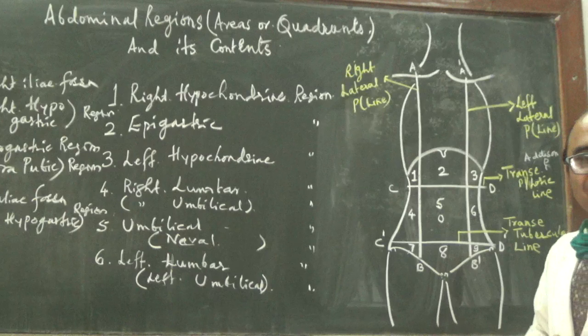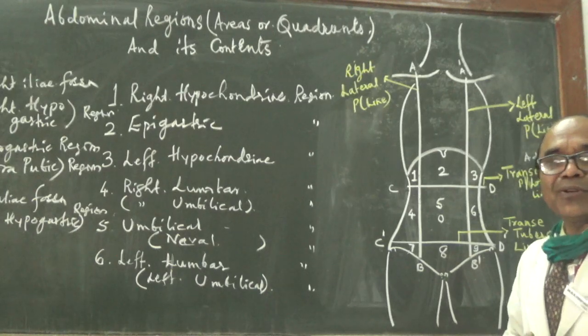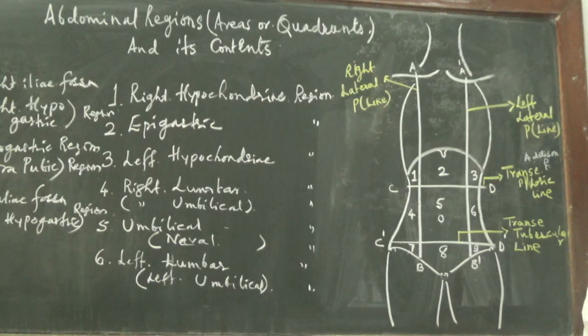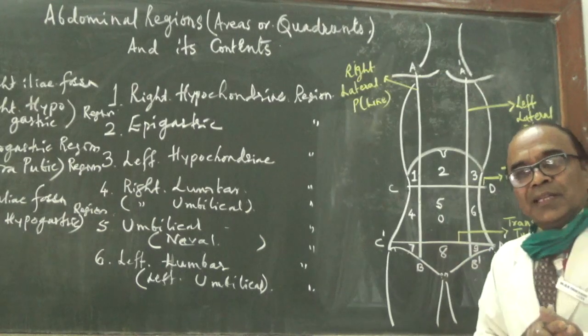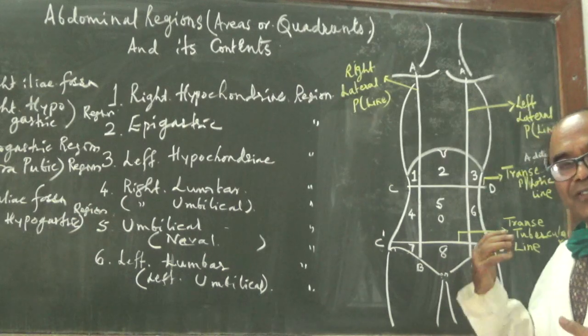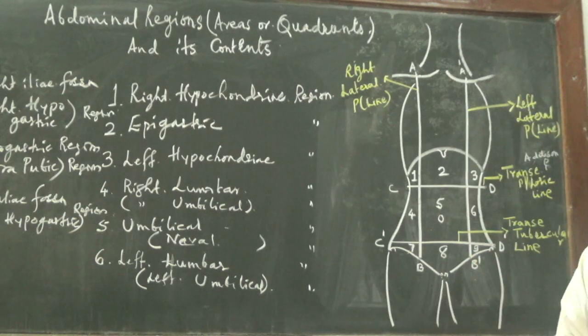appendix, cecum, ascending colon, right colic flexure, transverse colon, left colic flexure, descending colon, sigmoid colon, then rectum, and the anal canal, the last part of the GI. Apart from that, spleen, pancreas.